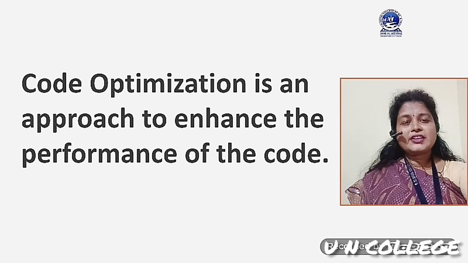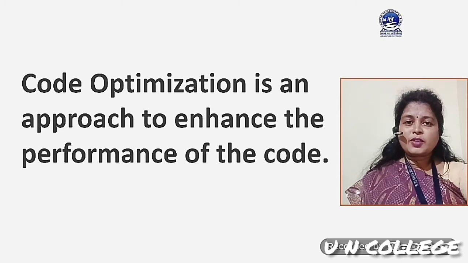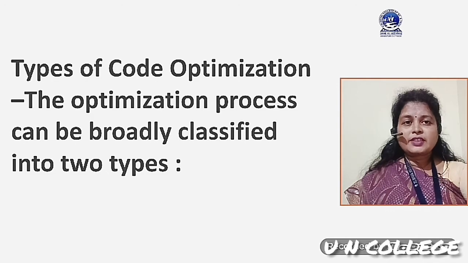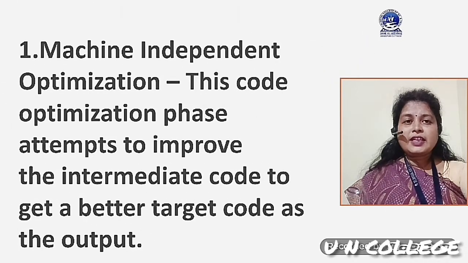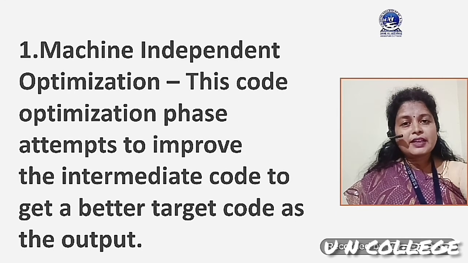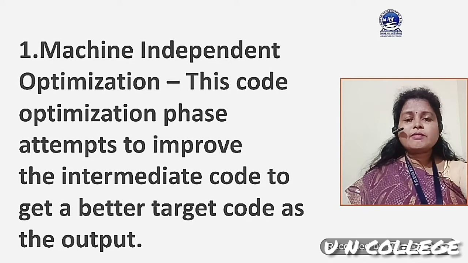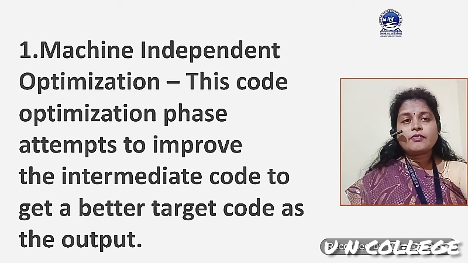Code optimization is an approach to enhance the performance of the code. There are two different types of code optimization. Those are machine independent code optimization and the second one is machine dependent code optimization. First, we will discuss the definition of machine independent code optimization.